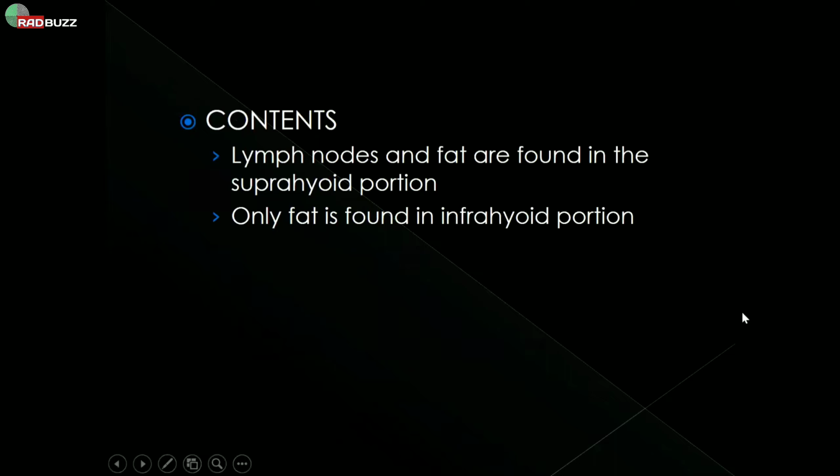Now, where it is, that's important. The retropharyngeal space is actually one of the most favorite spaces for infection to travel, and it becomes a dilemma for most ENT surgeons to drain collections or infection from it. The contents are lymph nodes and fat only, and in the infrahyoid portion there's only fat. So basically it's a potential space, a narrow one. Infection can travel above and below.